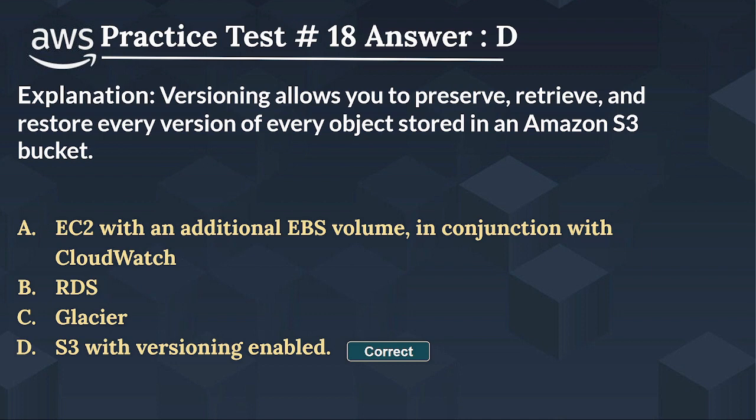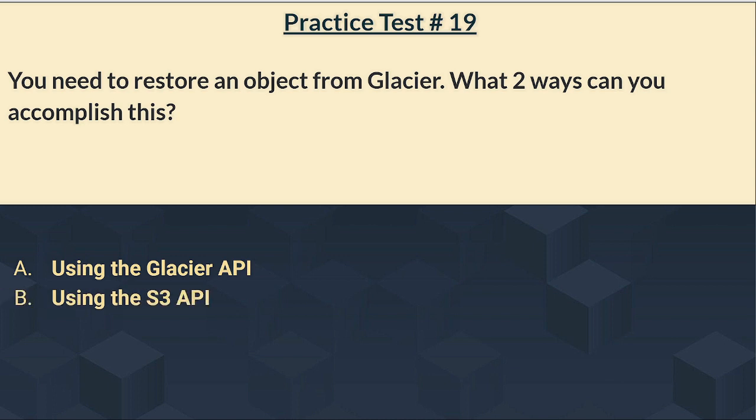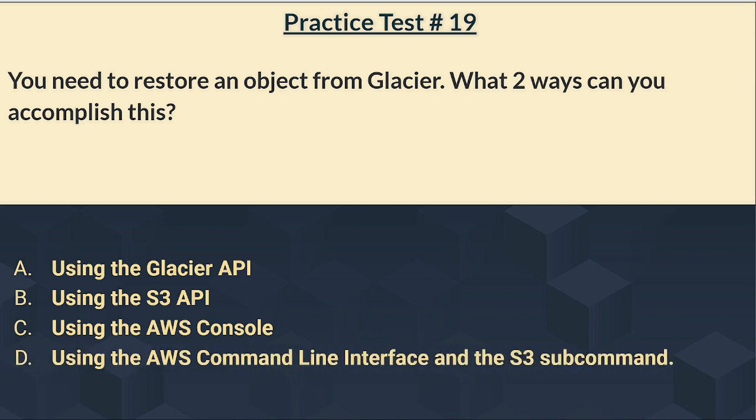So the next question is: you need to restore an object from Glacier. What 2 ways can you accomplish this? Now your options will be: option A, using the Glacier API. Option B, using the S3 API. Option C, using the AWS console. Option D, using the AWS command line interface and the S3 subcommand.